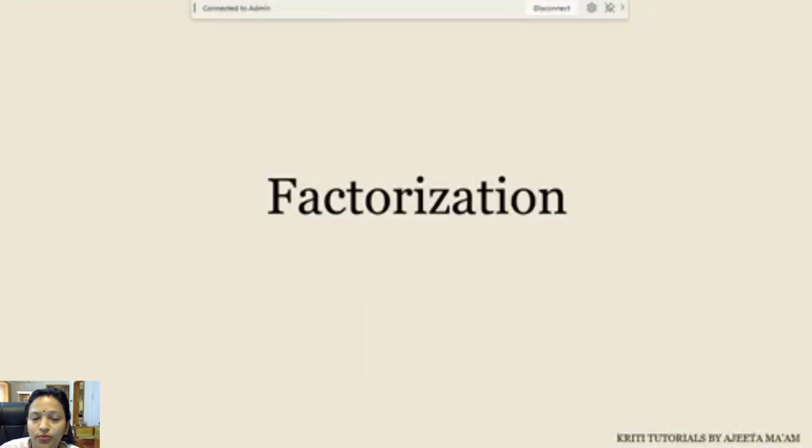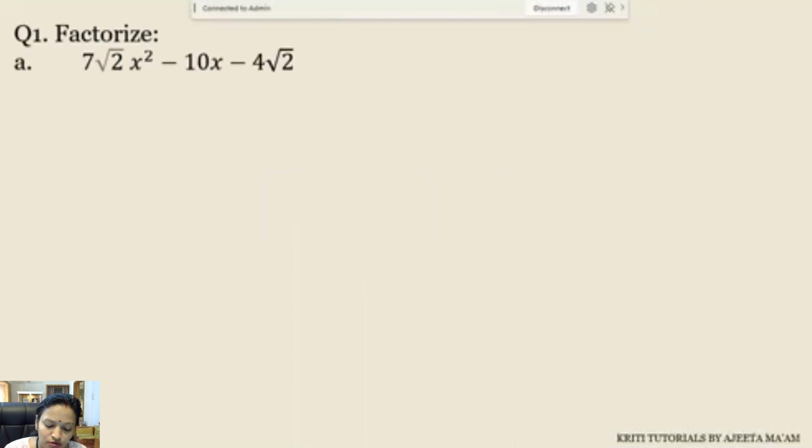Today we are back with a very important topic, that is factorization. It's a very important topic for 8th standard, 9th standard, 10th standard. So let's take a few important questions for the same, right? Now let's come to the first question, which is based on middle term splitting, right?